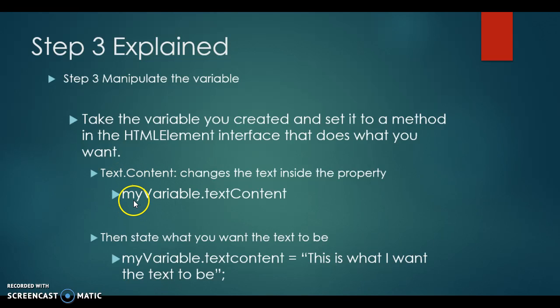So we'll just take that variable, myVariable dot textContent. Okay, and then what we want to do is we need to say how we're going to change it. So in this situation, we're going to take myVariable dot textContent and set it equal, and then this is what we're going to do to it. In this case, we're changing it to be a string. This is what I want the text to be.